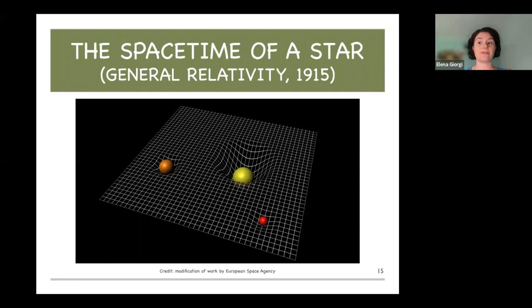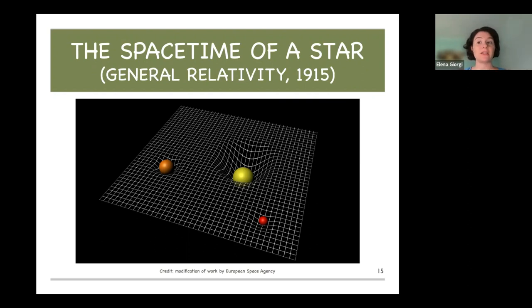And Einstein formulated his theory of general relativity in late 1915, where he gave really a mathematical description of the space-time of a star. And first I'm gonna try to explain what is the geometrical picture of it. Well, the geometrical picture is the following.